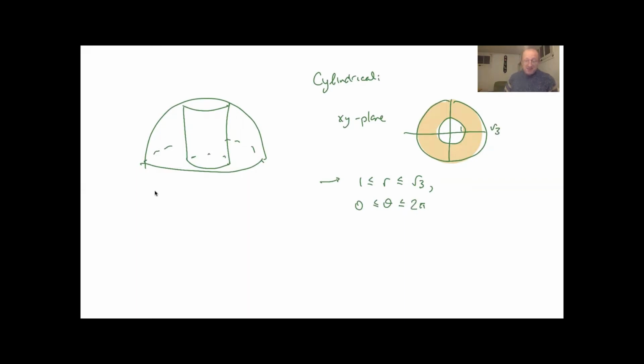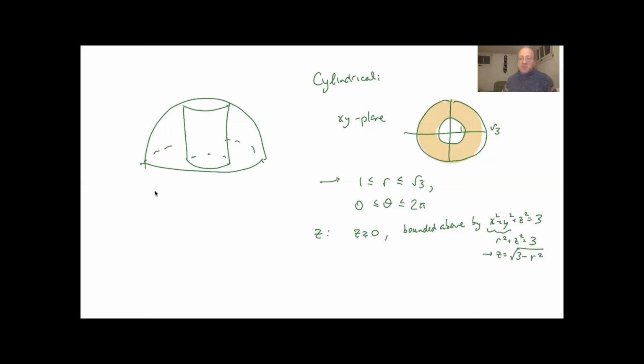For the z interval, z is greater or equal 0 because we're cutting off the xy plane and going up from there. And we're going up until we get to the surface of the sphere. It's bounded above by x squared plus y squared plus z squared equals 3. We can write that as r squared plus z squared equals 3. And we can make that z equals square root 3 minus r squared.